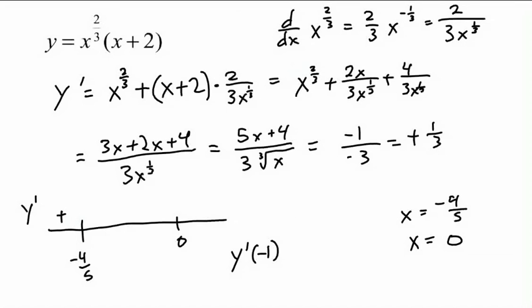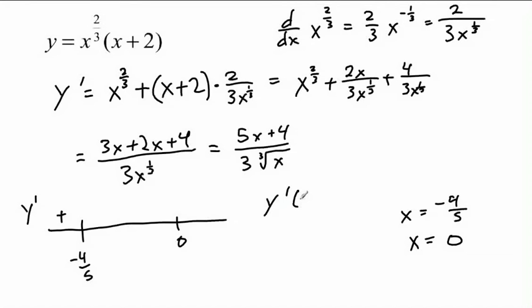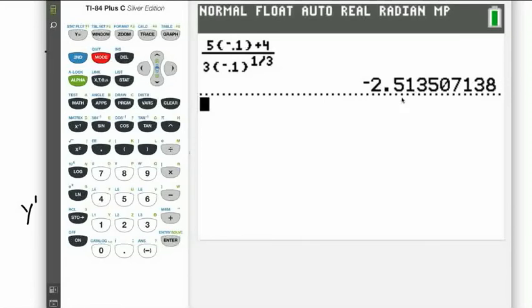Now, in order to plug something in between here and here, there's a really tiny space. So we found out that if we plug negative 1 into y prime, I end up getting 1/3, which was positive. Then I'm going to plug into y prime negative 0.1, because that's in between here, and I plug that into my calculator, and I end up getting negative 2.5.